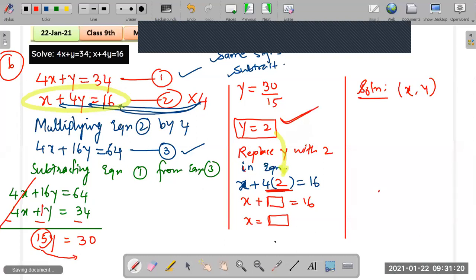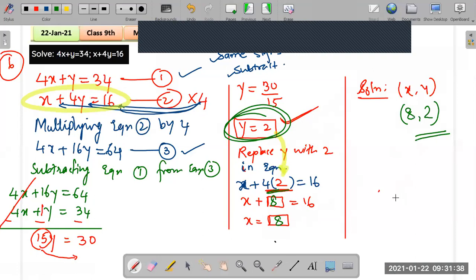This was really easy because you just need to place this y correctly. So y is 2. So here you need to place it here in the second place. And solving this, you had got it right. 2 times 4 is 8. 16 minus 8 will become 8 again. So the answer was 8 comma 2.